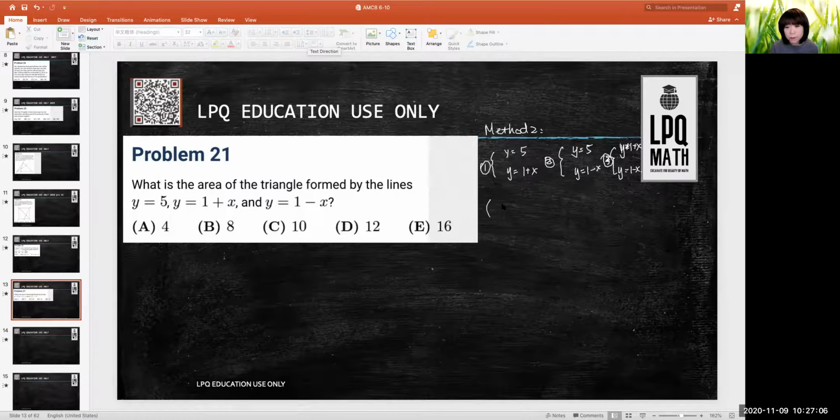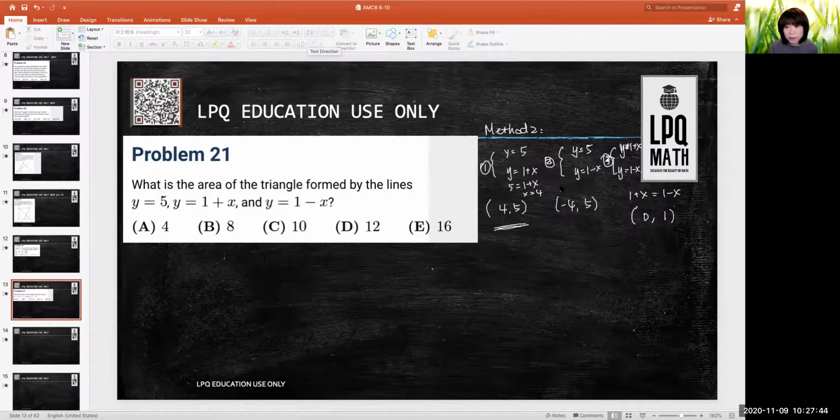So the first point is (4, 5) by doing the algebra of this equation. Y equals 5, so 1 plus x equals 5, so x equals 4. So we have an ordered pair (4, 5). And also we can have another one, (-4, 5). What is the next one? Because 1 plus x equals 1 minus x, x equals what? X equals 0, and y equals 1. So this coordinate is x equals 0 and y equals 1.